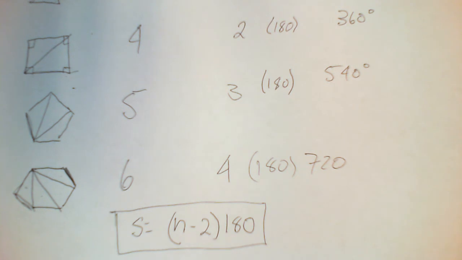What does the S stand for? S equals sides. I thought n equaled the number of sides. N is the number of sides. S is just standing here for the total number of degrees, the total degrees that the interior angles add up to.